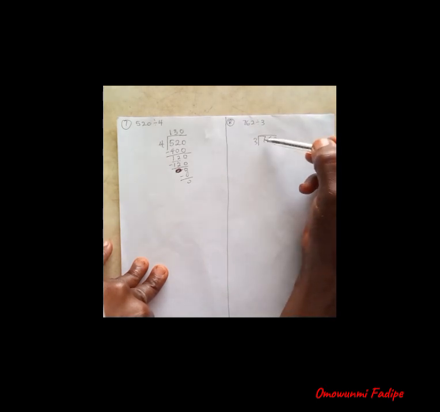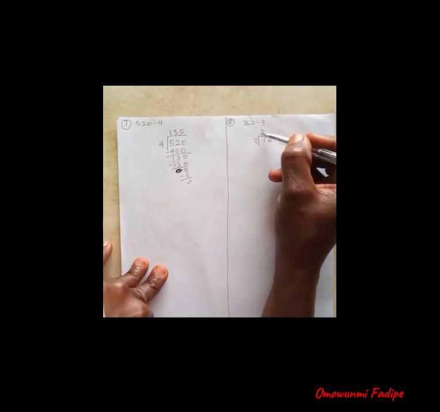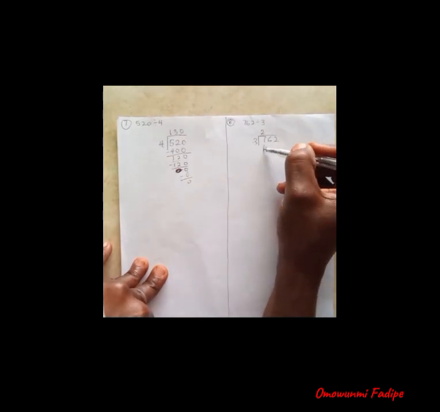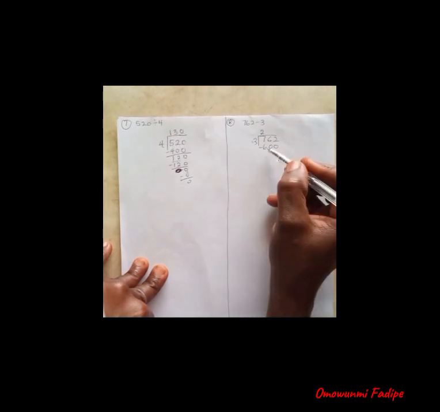762 divided by 3. We will be taking it one by one like that. How many 3s are we going to see in 7? 2. 2 times 3, 6. We write 0 under this one. We've not touched them. So our answer is 2, 6, and this one will give us 1.